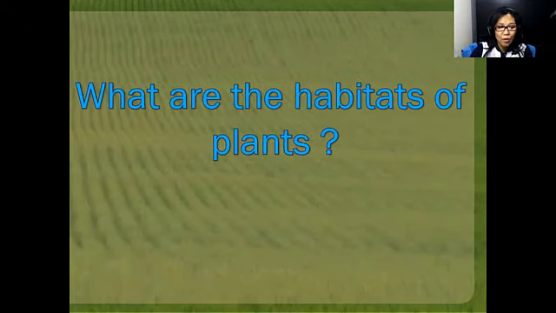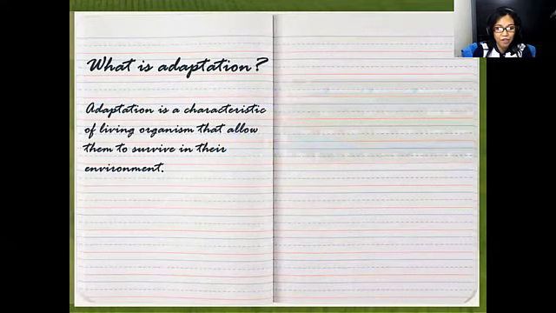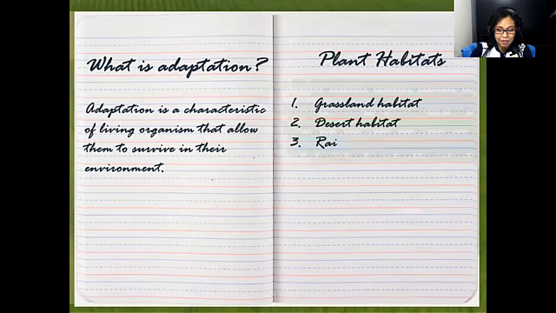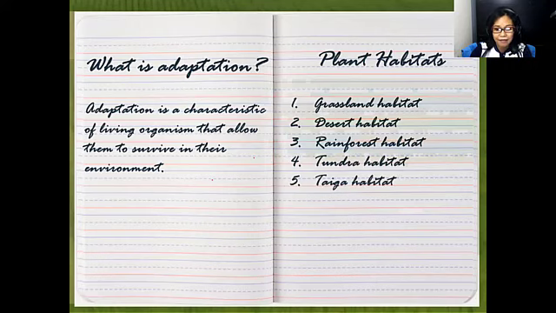Do you know what the habitats of plants are? Where do plants live? I want you to write down all the habitats of the plants. So on the next page of your notebook, write down the plant habitats. I will give you about 6. Number 1, grassland habitat. Number 2, desert habitat. Number 3, rainforest habitat. Number 4, tundra habitat. Number 5, taiga habitat. And number 6, aquatic habitat.